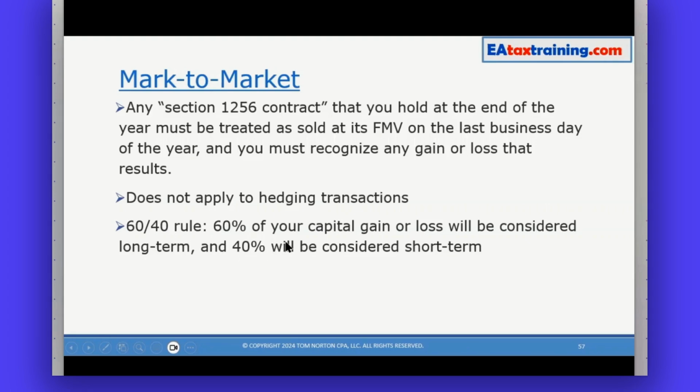60% of your gain or loss is going to be considered long-term, 40% is going to be considered short-term. So you don't look at your holding period for those assets. Instead, you just say 60% is long-term capital, 40% is short-term capital, and that's the way you report your gain or loss for these Section 1256 contracts. And as you can see there, this does not apply to what are called hedging transactions.